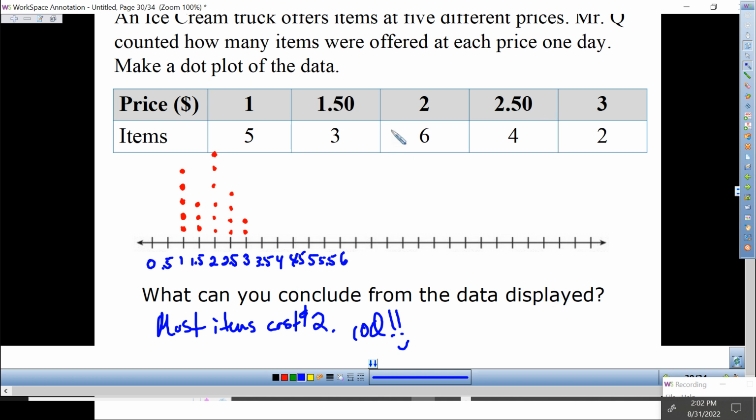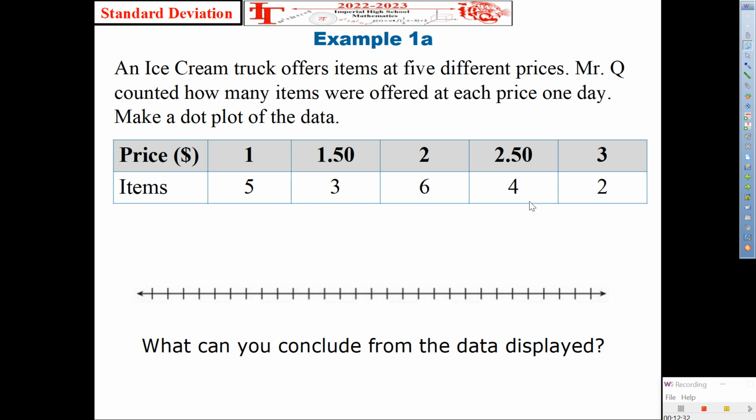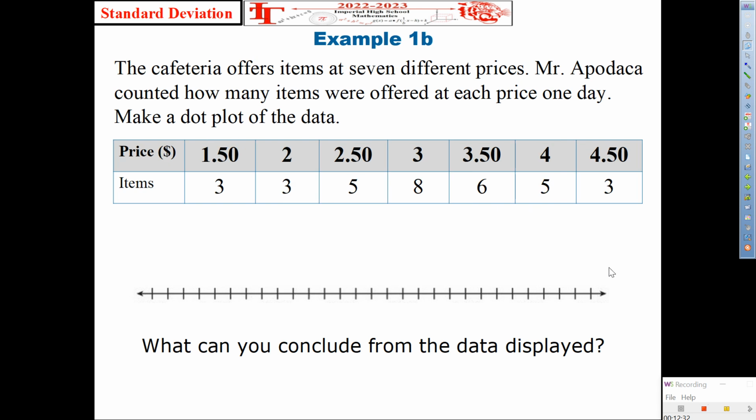All right, so I did this one, you do this next one. Here we go, example 1B. It reads, the cafeteria offers items at 7 different prices. Mr. Apodaca counted how many items were offered at each price one day. Make a dot plot of the data. There it is. I'll give you some time. Ready, go.